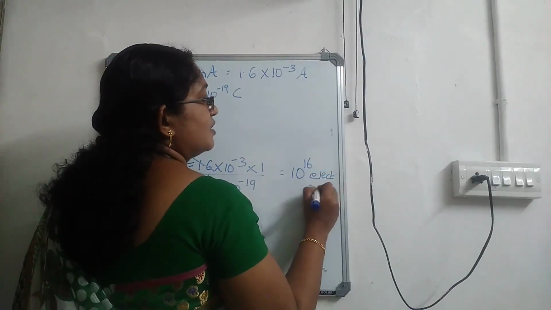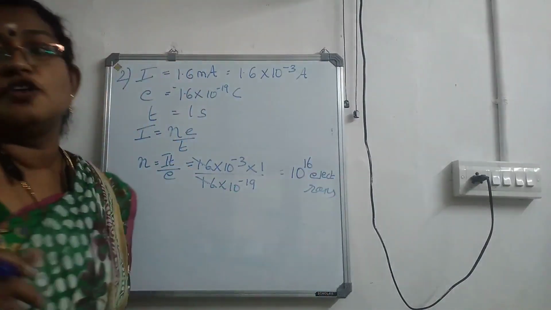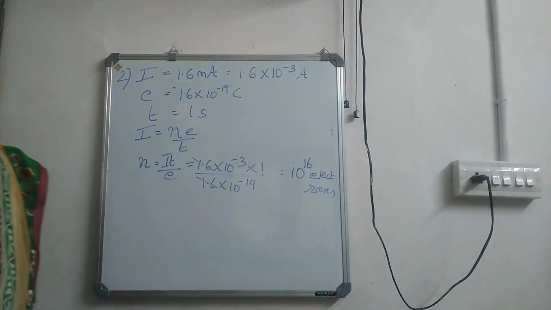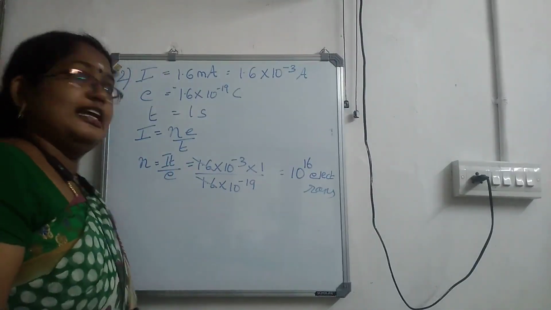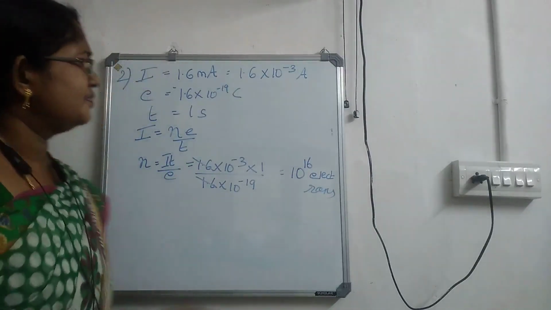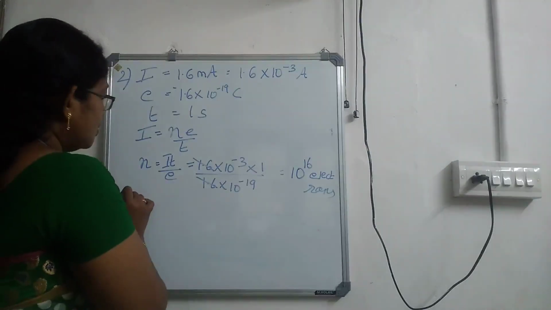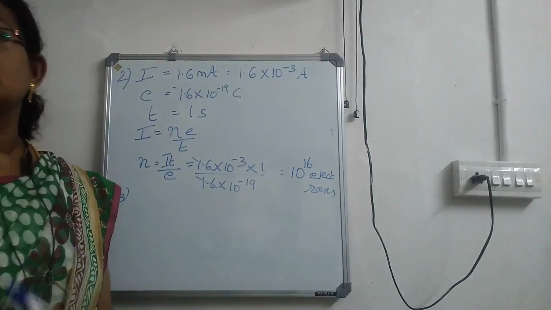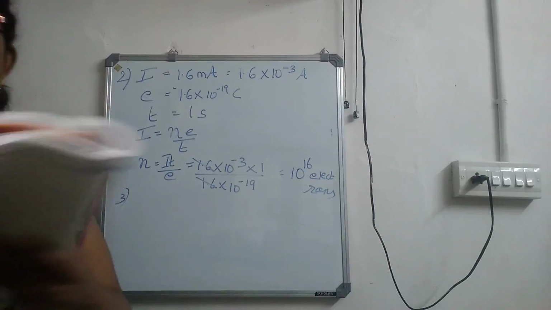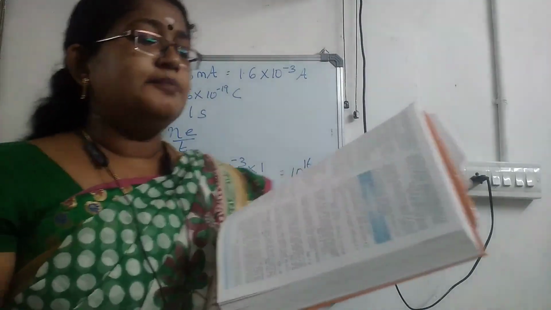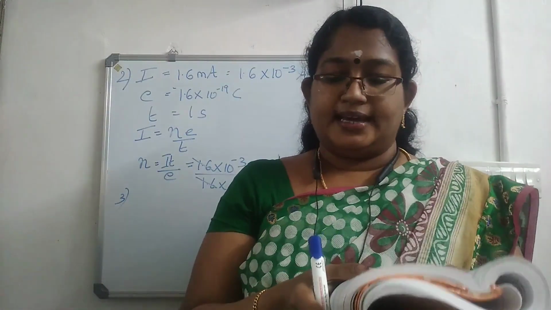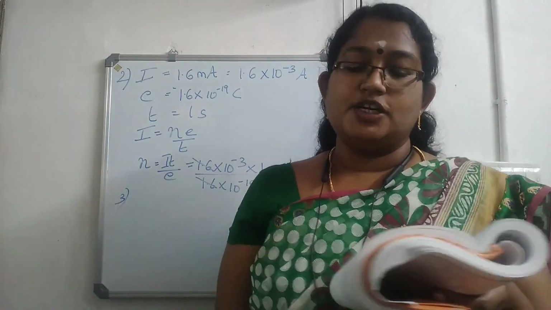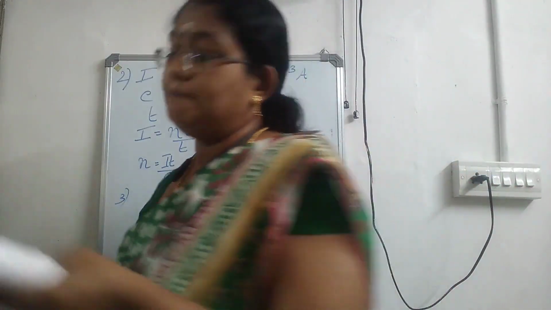Okay. So our question is to calculate the number of electrons. So 10 raised to 16 electrons. Okay. Now we will move to question number 3. Now the other questions are direct questions. Okay. Find the potential difference required to flow a current of 200 milliampere.